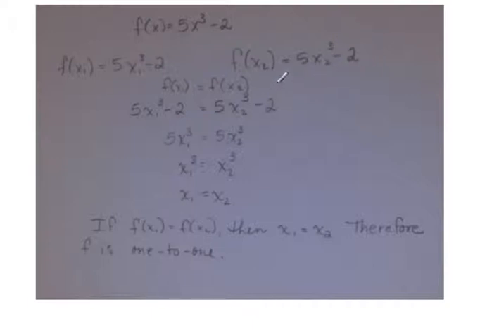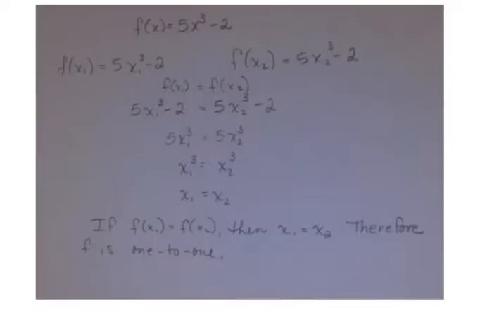And I set them equal because if I can show that when my y values are equal, that implies that my x values must have been equal, then I know that it has to be one-to-one. So if f of x1 equals f of x2, then x1 equals x2, therefore I know it's one-to-one. You can see as I solve this, I add 2 to both sides, divide both sides by 5, and I find x1 must equal x2, and therefore it is one-to-one.